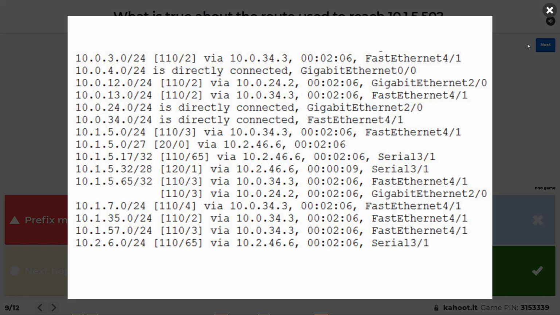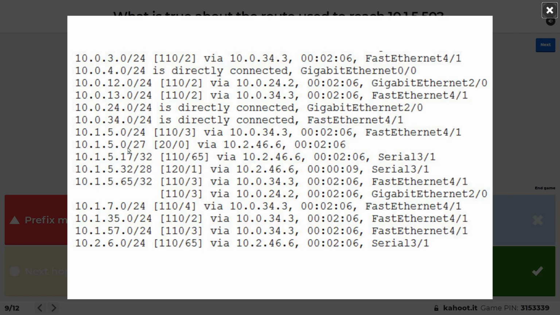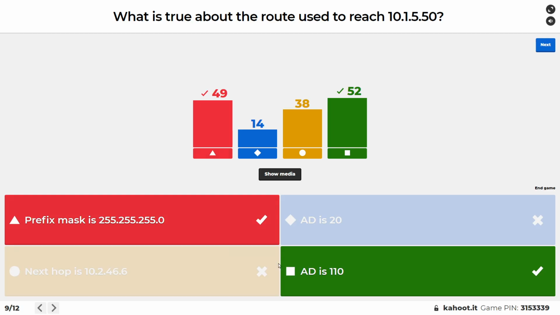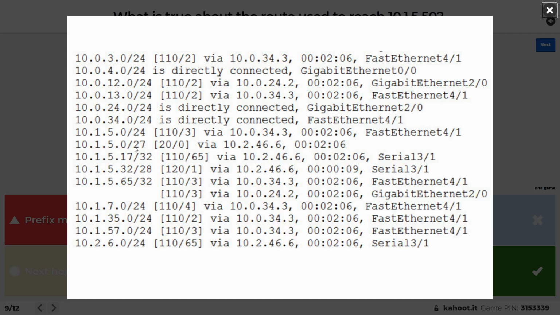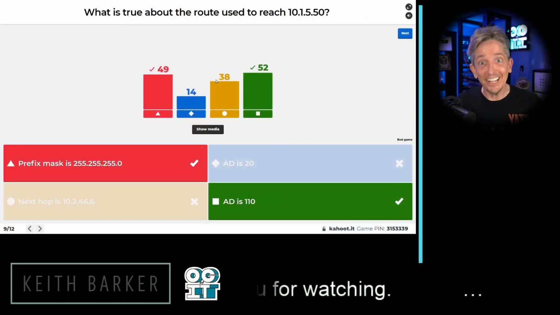Let me hide that for a moment and see if any of that makes sense. The prefix is 255.255.255.0. Okay, that's a 24-bit mask. Perfect. And the AD is 110. And it certainly is. Okay. I'll take it. I'll take it for the win.